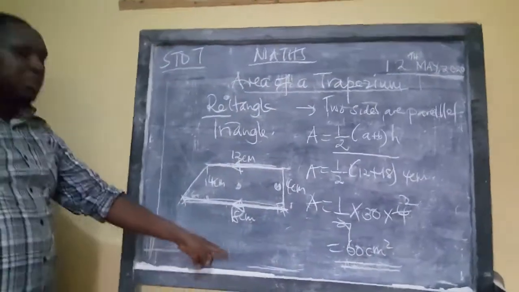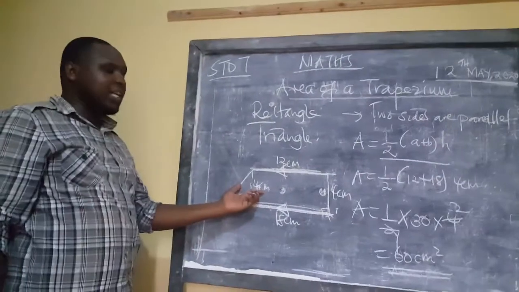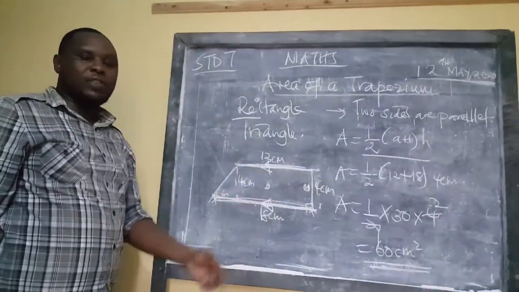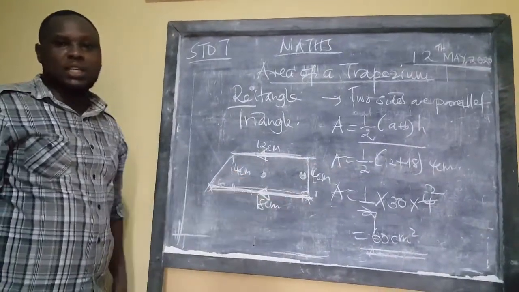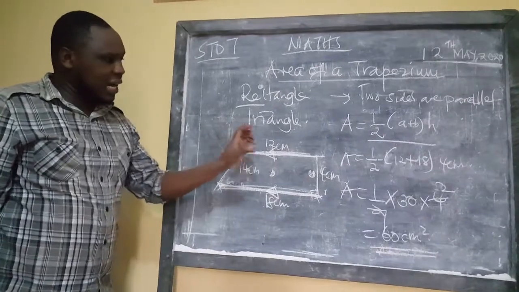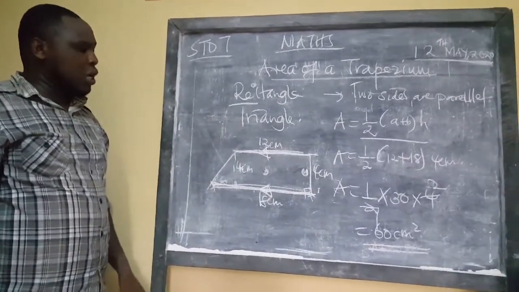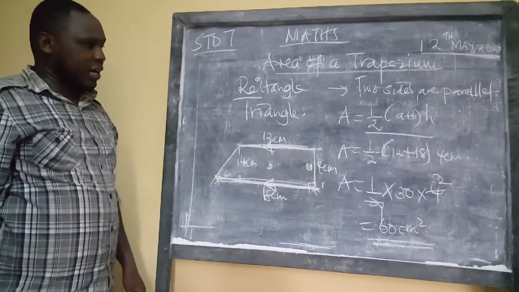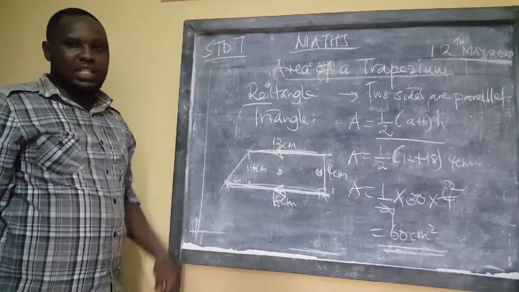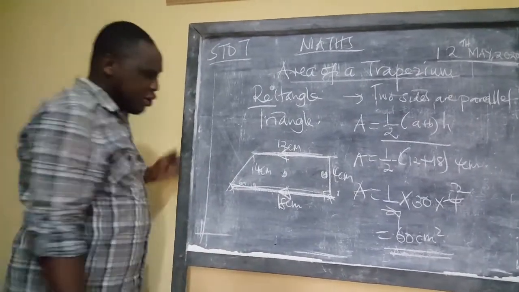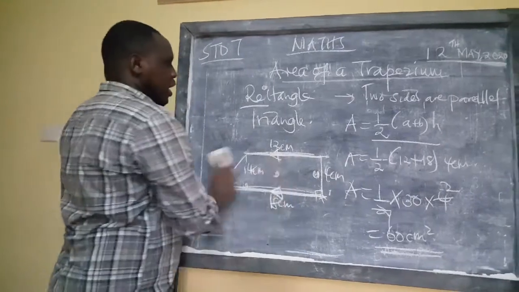Do you remember that is what you got here, Lana? When you took the area of the triangle plus the area of the rectangle, we also got 60 centimeters squared. So this is exactly the formula that we are supposed to use to get that answer correct. So that's how we get it. Let me give more examples.